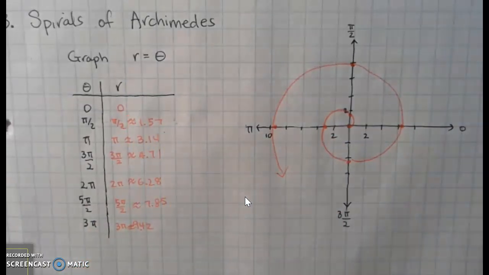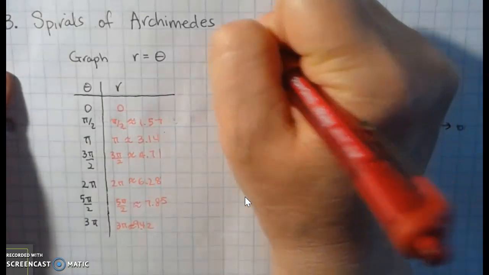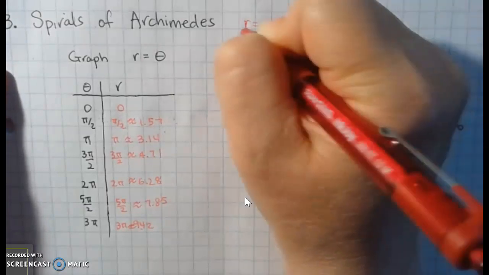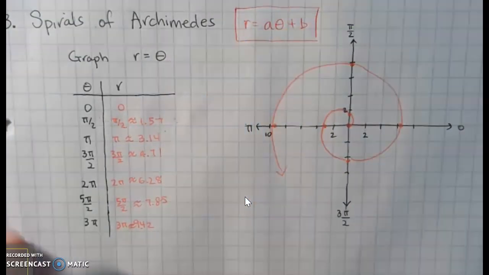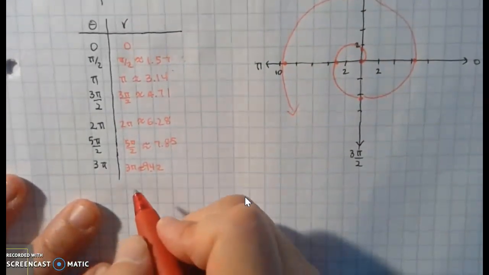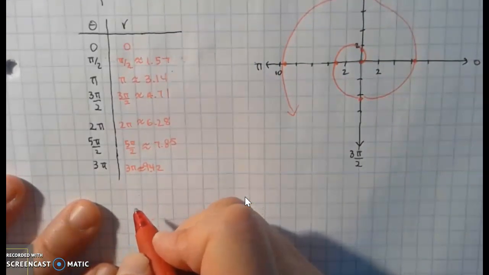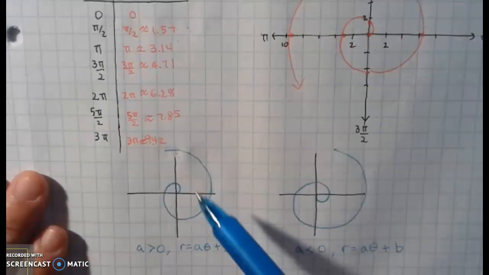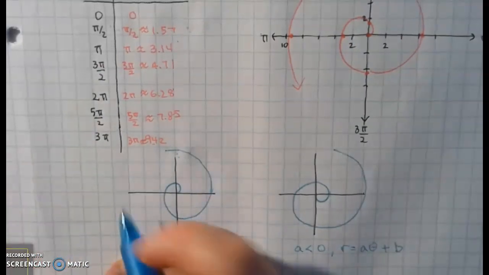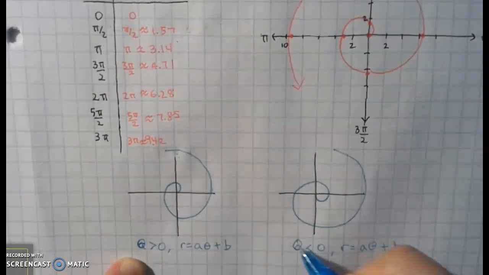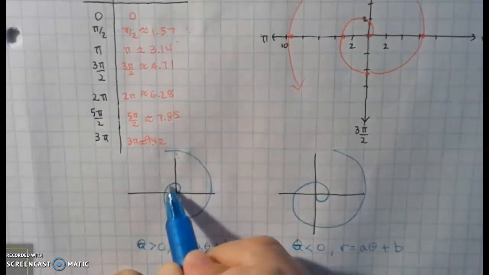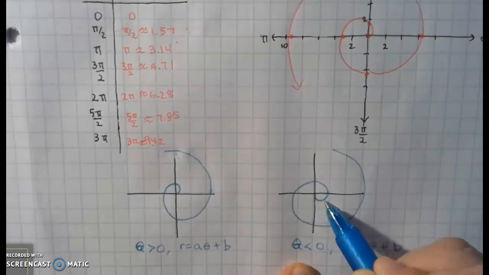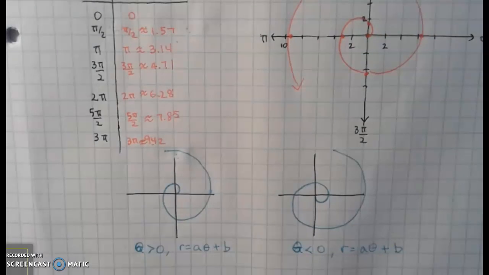And the more general form of spirals is radius is equal to some constant a multiplied by theta plus another constant. So this is the general formula for it. And with the Archimedes spirals, if theta is positive, it's going to loop up and then go counterclockwise. If theta is negative, then you are going to loop down first and still go counterclockwise. That's the general structure of it.